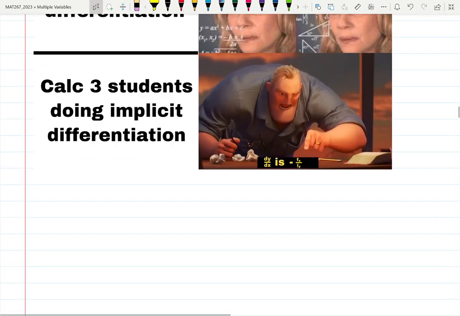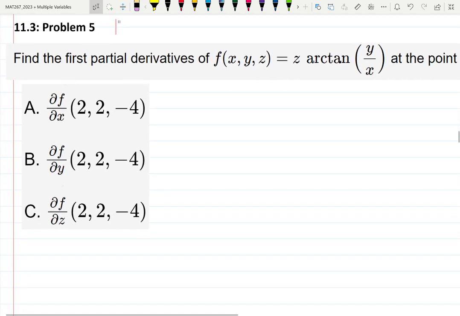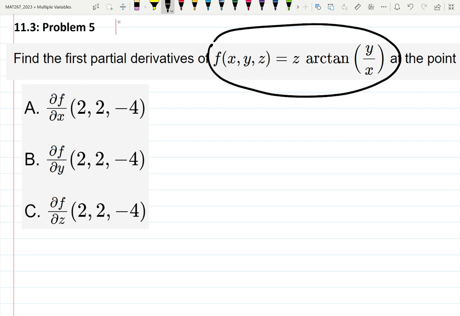Implicit differentiation, we're going to do it on Thursday. Oh yeah, that's going to be fun. I don't want to do it now because I think you will not absorb it well. This is from your homework number 5. f is z arctangent y over x. So beautiful. And then we find different partial derivatives at 2, 2, minus 4.